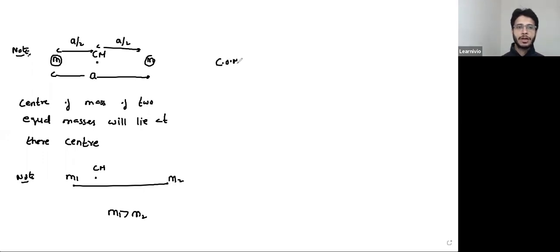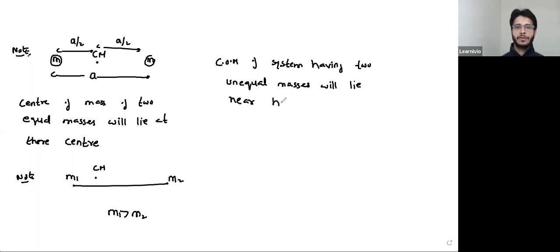So the center of mass of a system having two unequal masses will lie near the heavier mass. So the center of mass will lie near the heavier mass. Okay, just note it down.